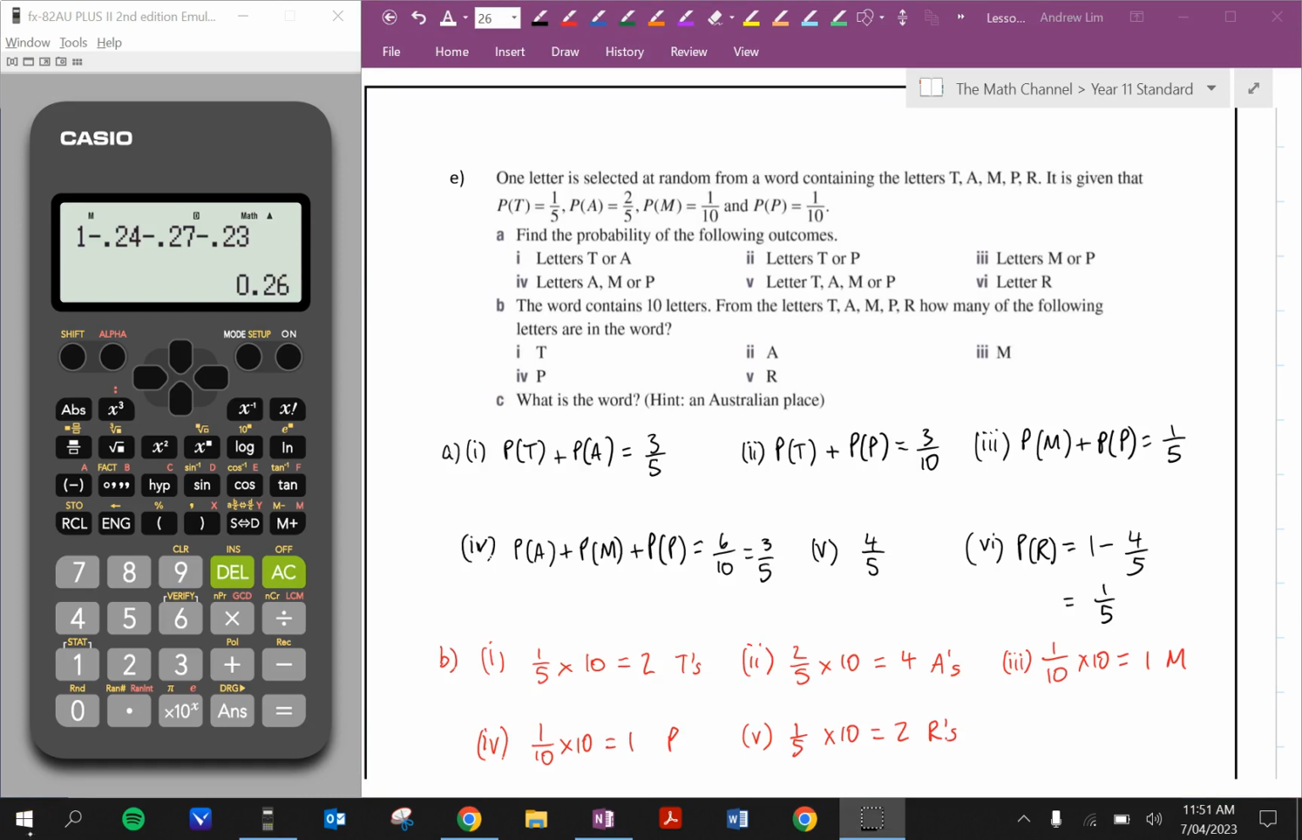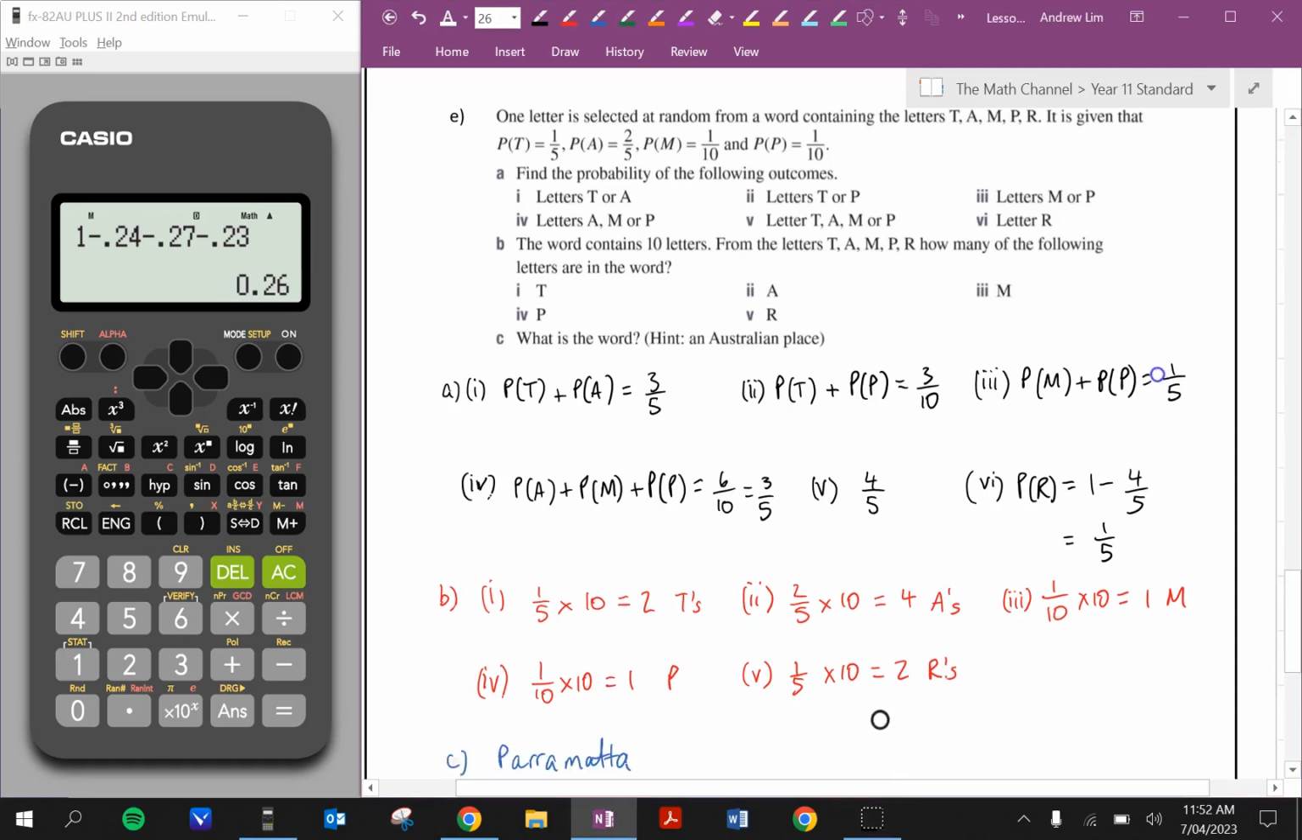Okay, so here are the answers. So for question A, the probability of T or A is 3/5. T or P is 3/10. M or P is 1/5. A, M or P is 3/5. T, A, M or P is 4/5. And the letter R is 1/5. Okay, so 1 minus all the other letters.